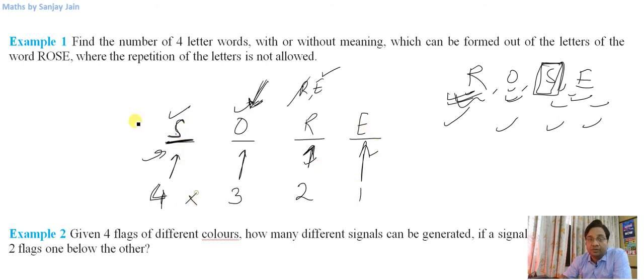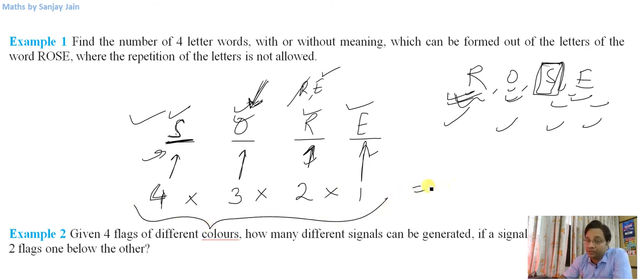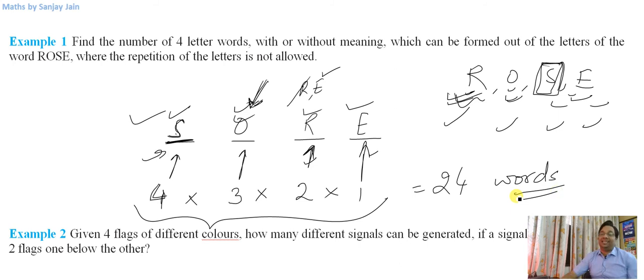So this is one of the words that I have used to illustrate what I am trying to say, but these are the number of total words that can be formed like this, which is equal to 4 into 3, 12 into 2, 24 total words. 24 total words can be formed, which are 4-lettered words, with or without meaning, using only these 4 letters.